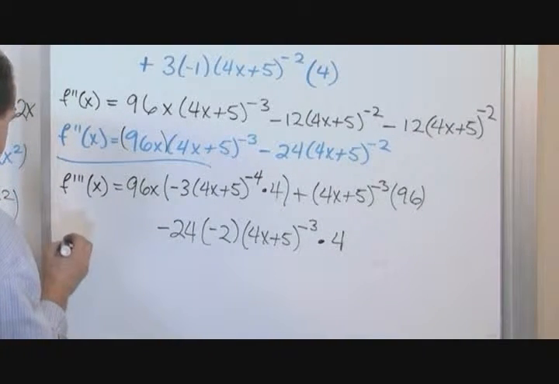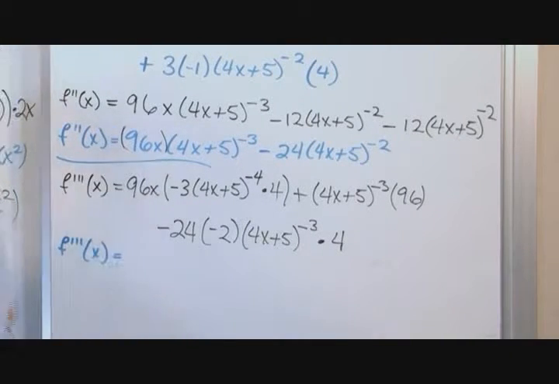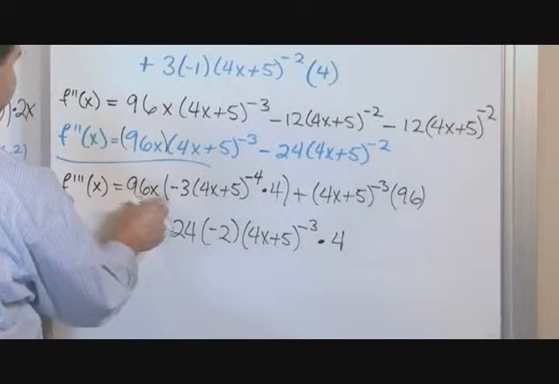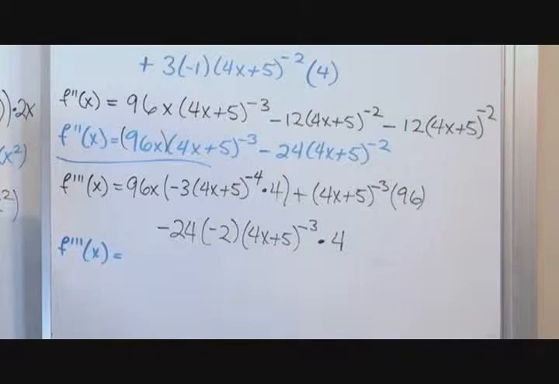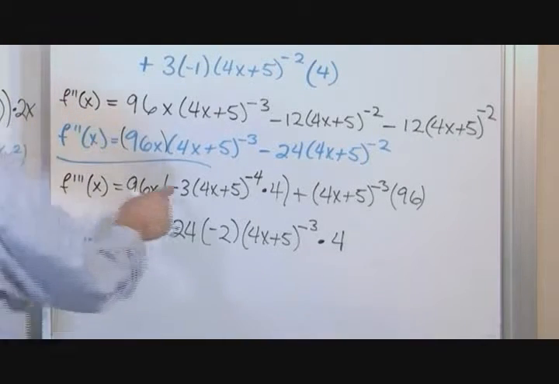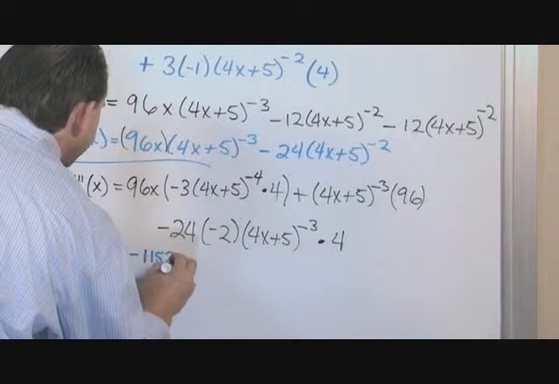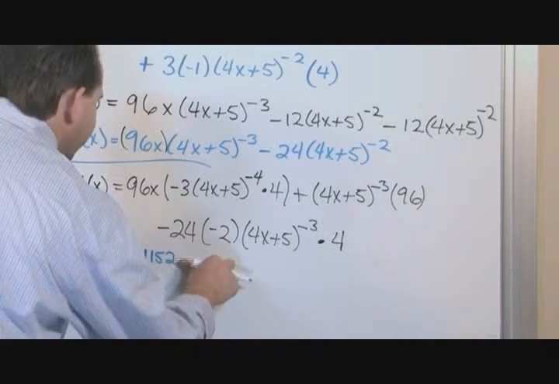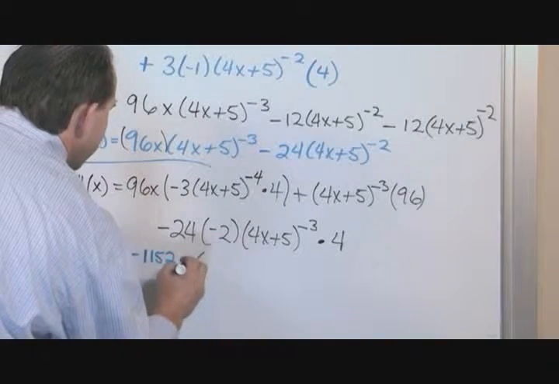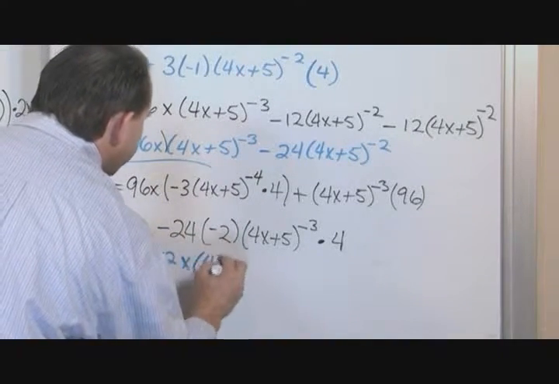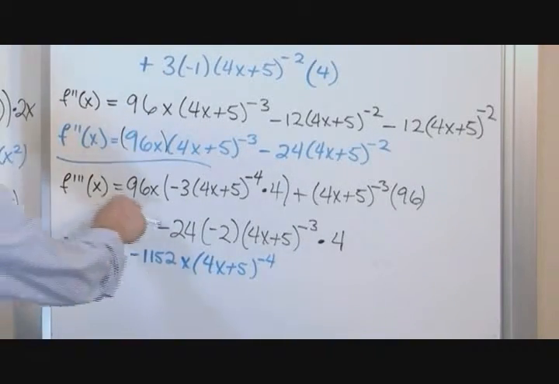What we'll have is the third derivative is going to be equal to, what we have here is 96 times negative 3 times the 4. So what we're going to get is 1152. We have a negative sign on the front. So I have negative 1152. And then we have an x here from here. So we'll have the x. And then we'll have (4x + 5) to the negative 4. Okay, that takes care of this first term.